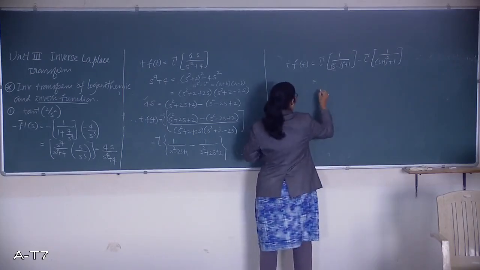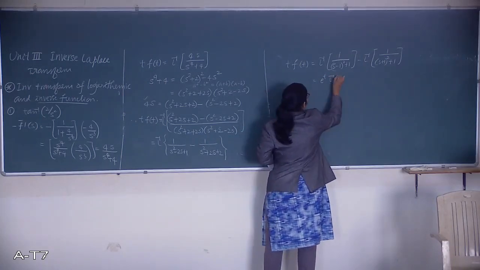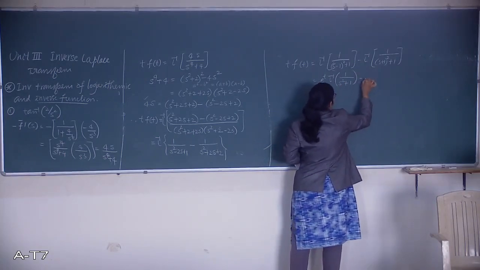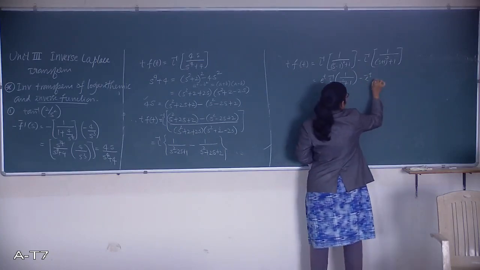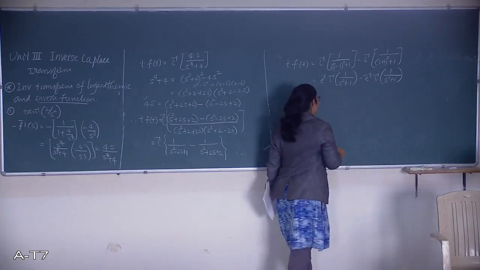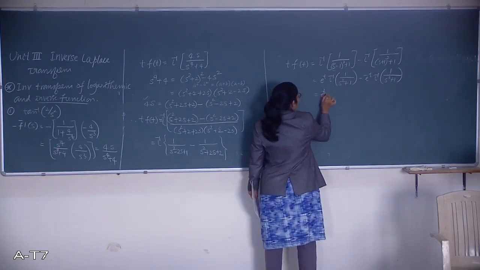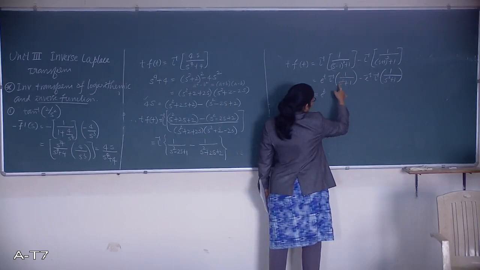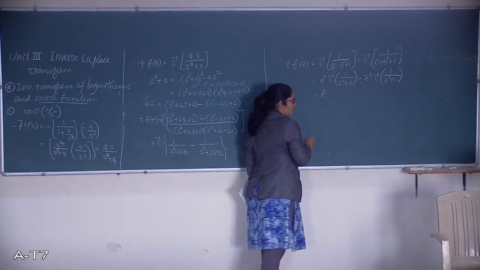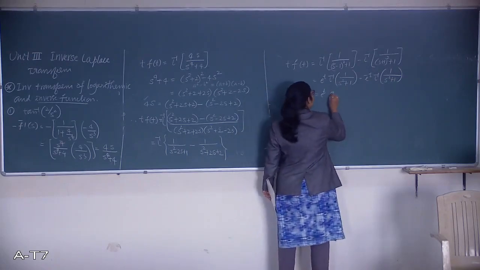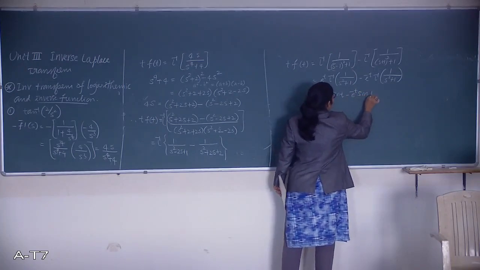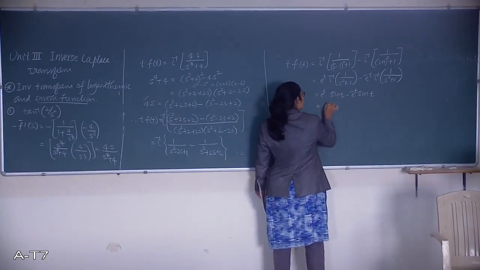We will get here e power t L inverse of, whereas power square plus 1. So that e power t, the standard formula, 1 divided by s square plus a square. A is 1 here. That will be 1 by a into sin t. What one here?